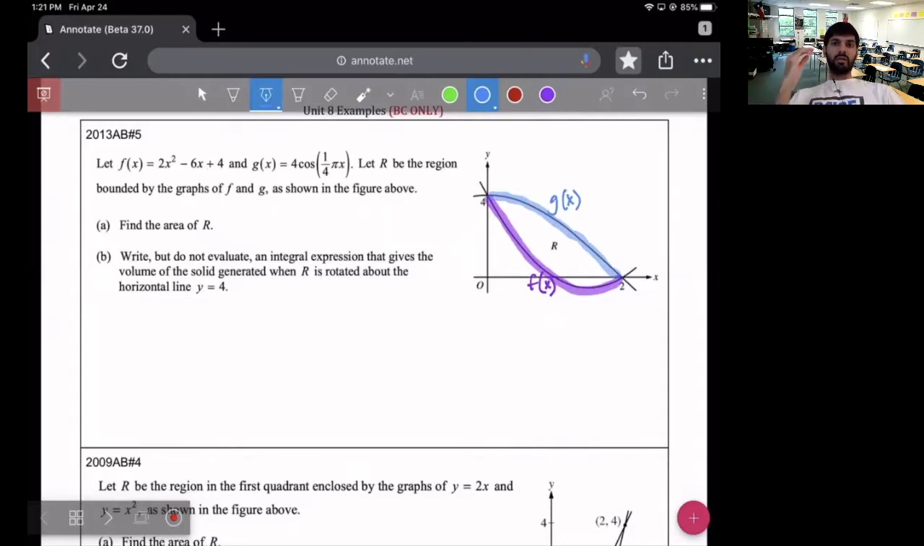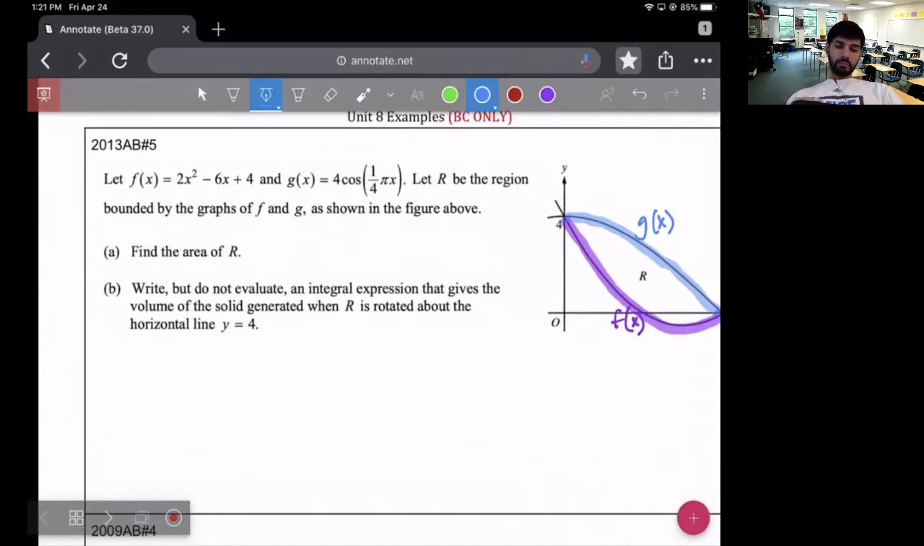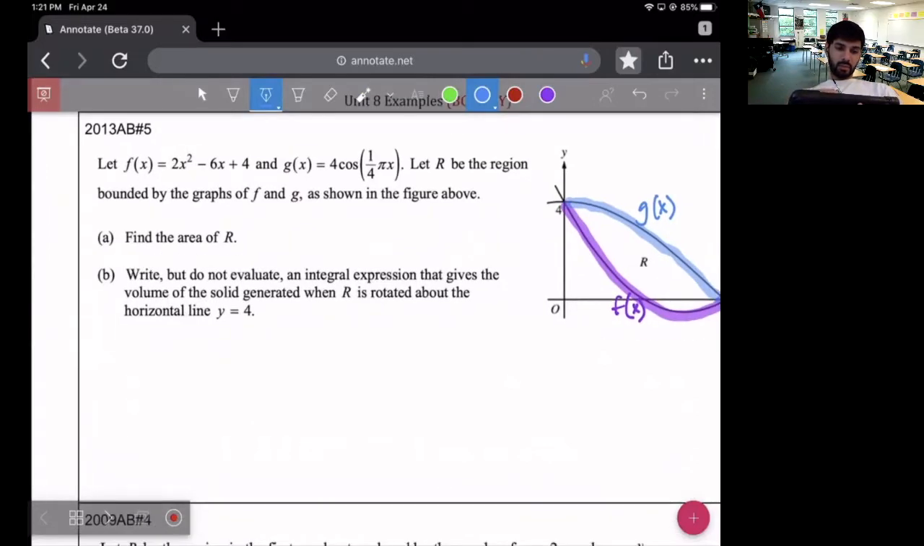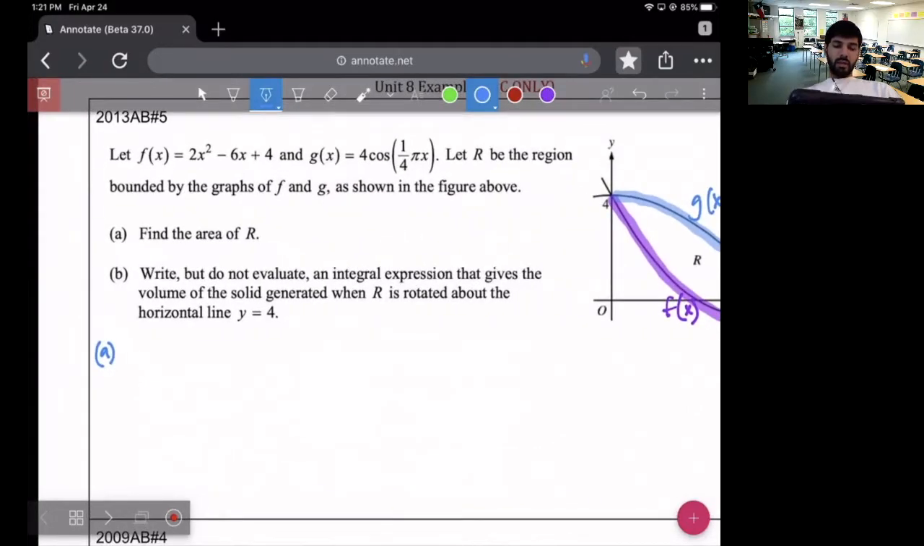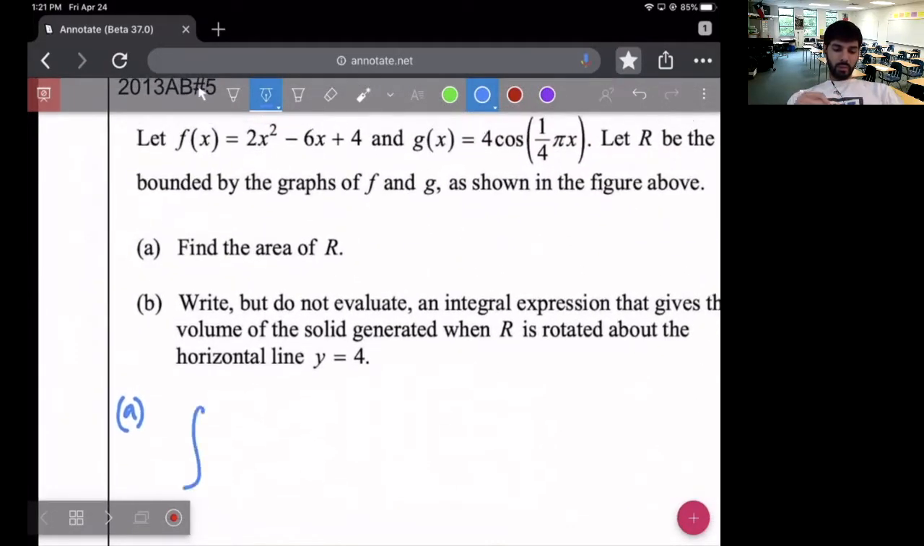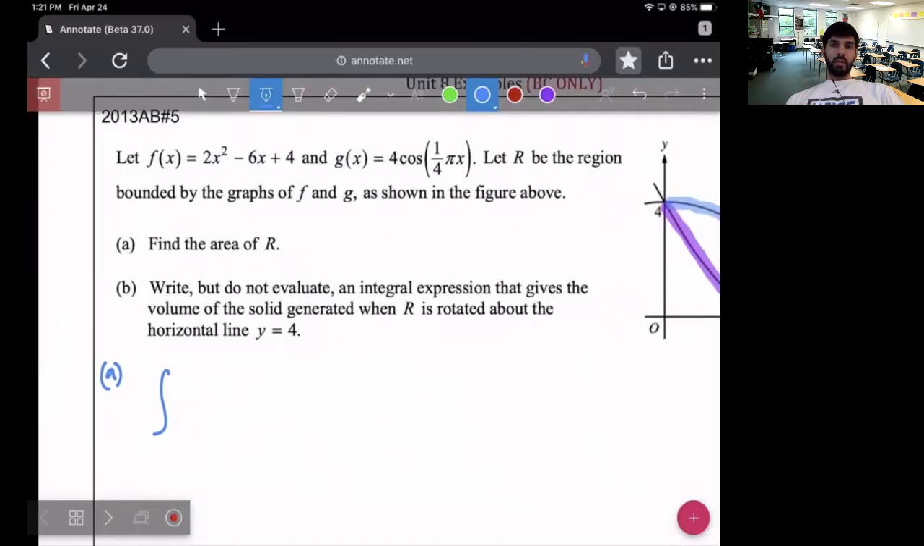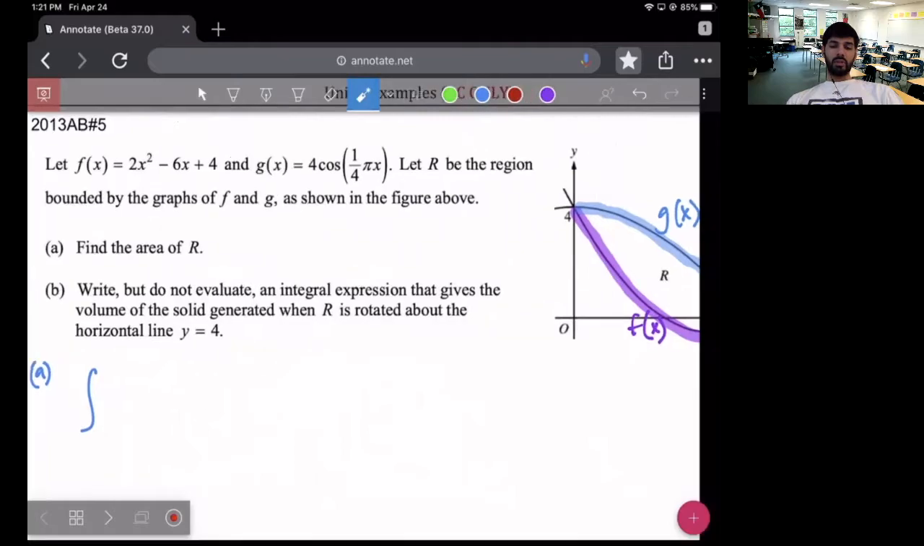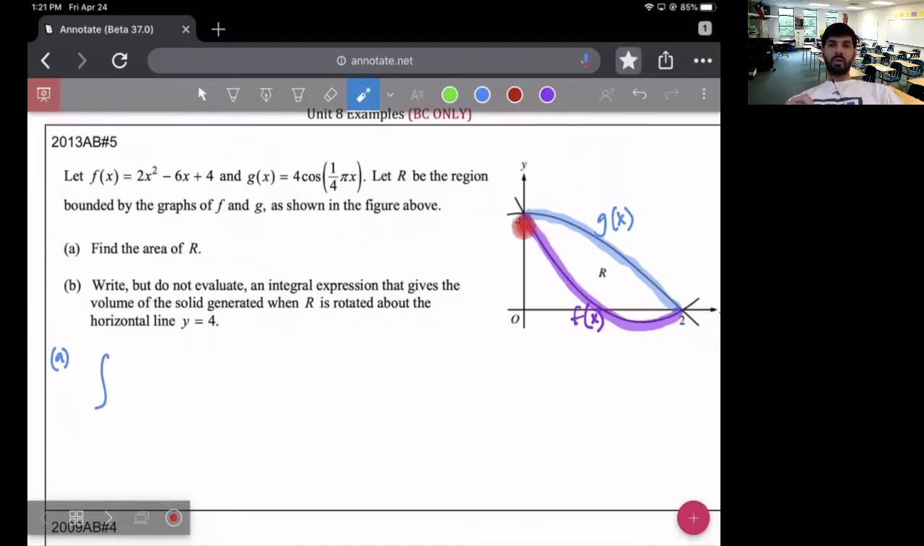We need to first find the area of R. Let me put the work right here. To find the area, we need to integrate from the beginning to the end of this region. Since this is a top minus bottom and all my equations are in terms of x, my bounds also need to be x values. It looks like the region starts at 0 and ends at 2. So those are going to be my bounds of integration here, 0 to 2.